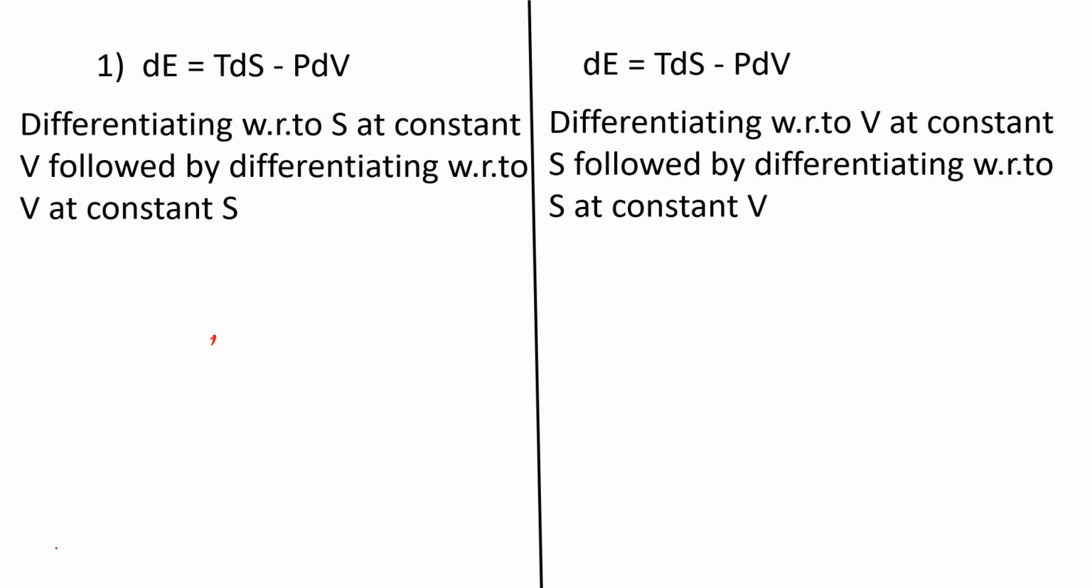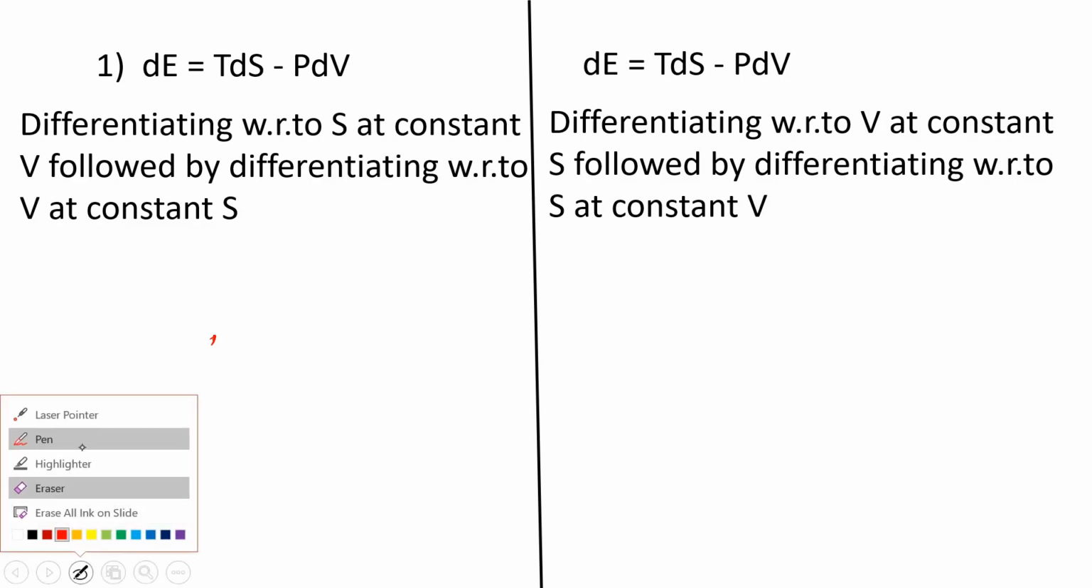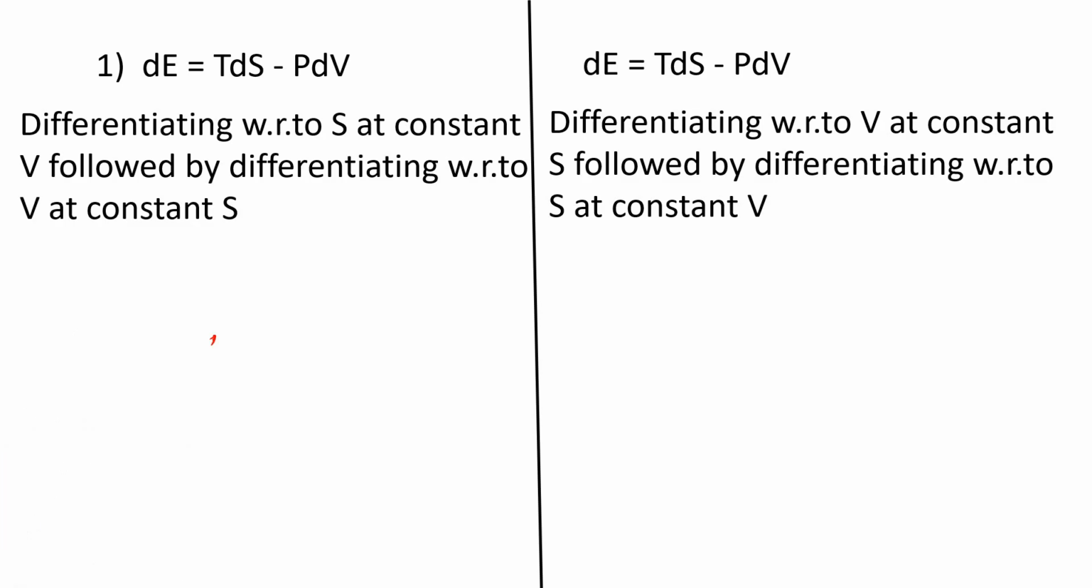So, the first one here. The first equation we have taken is dE equal to TdS minus PdV. What you have to do, I have already written here. First you have to differentiate this equation with respect to S, that is entropy, at constant volume, followed by the reverse one, differentiating with respect to volume at constant temperature.